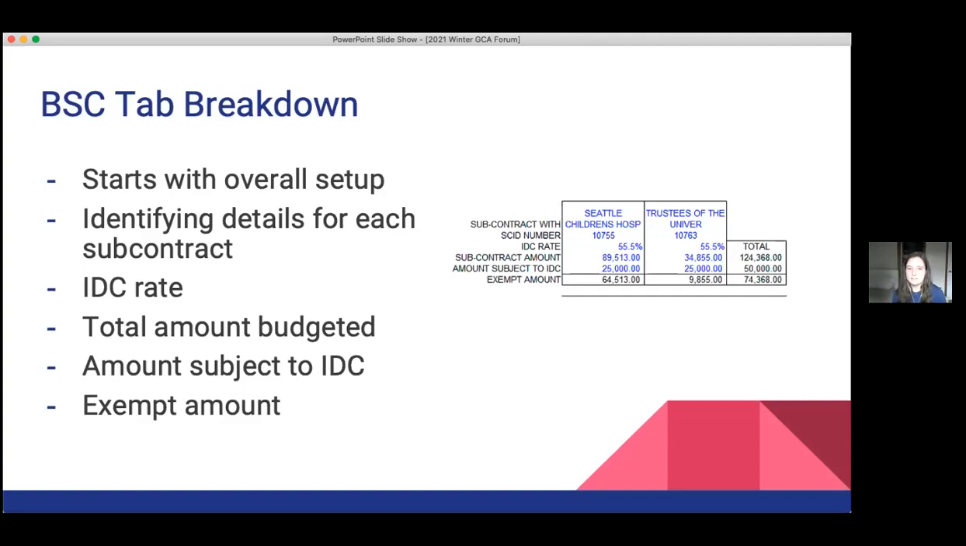Looking at the Seattle Children's subcontract specifically, if the $89,513 awarded is actually spent on the subcontract over the duration of the award, then $64,513 will be exempt.